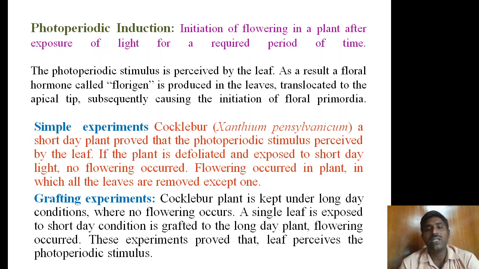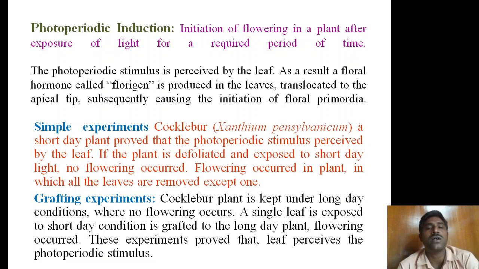In this experiment, one plant is defoliated and the other plant has leaves. Generally, the plant which is defoliated and exposed to short daylight shows no flowering. And flowering occurs in the plant from which all the leaves are removed except one. That means in the second case, all the leaves were removed except one. But in the first case, there are no leaves, complete defoliation. From this experiment, we came to know that leaves are the parts which perceive the photoperiodic stimulus.